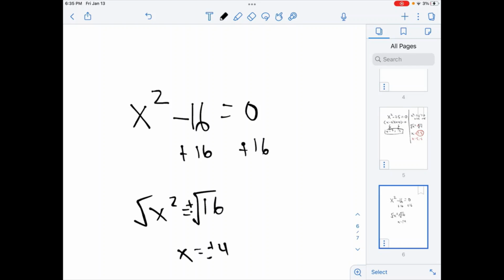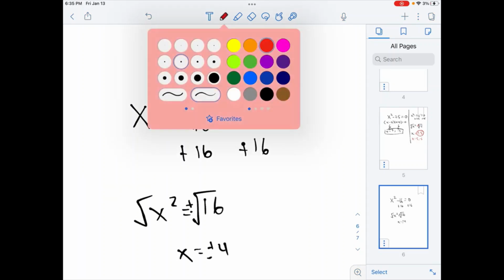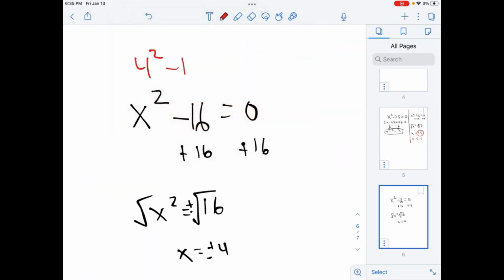Now, every time you solve these, you can always go back to your original equation, plug in the solutions, and see if they work. Let's try this here. 4 squared minus 16 is 0, so that works. Let's try negative 4. Negative 4 squared minus 16 is 0. Okay, so both of those work. All right, let's go and talk about the next type of thing.